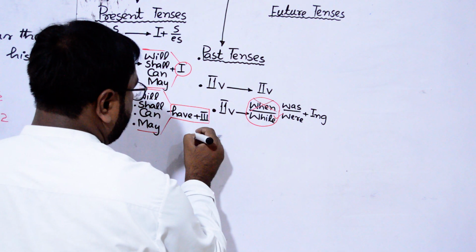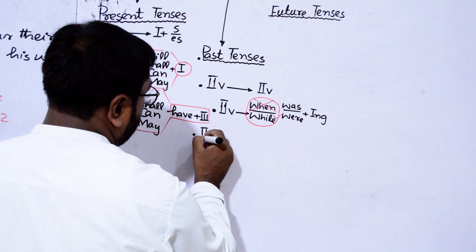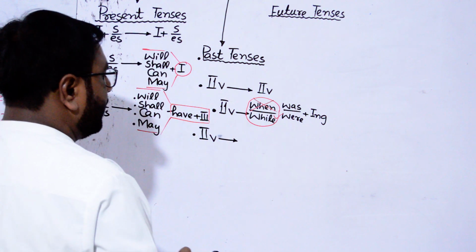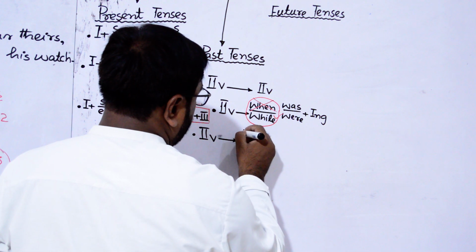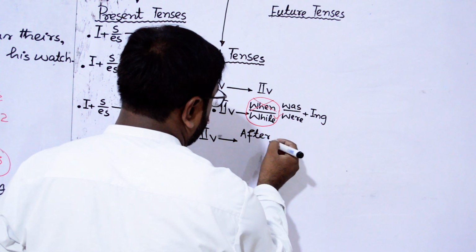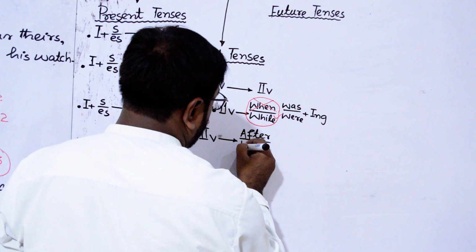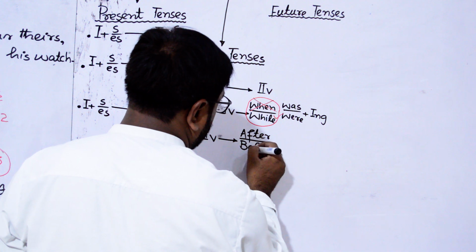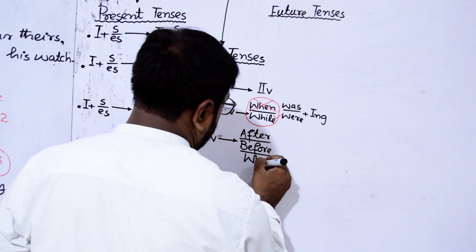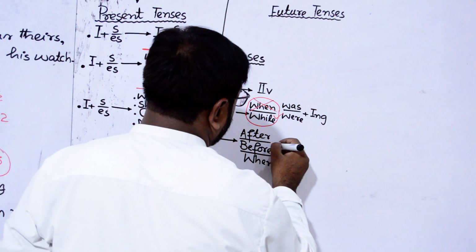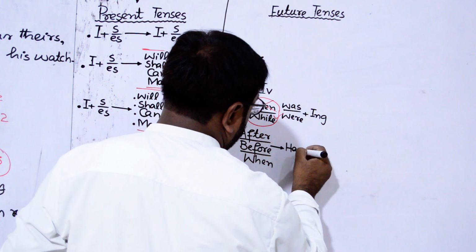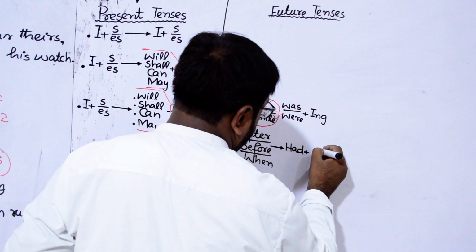The third possibility is, if we have the second verb form, it can be combined with these subordinate conjunctions like after or before or even when, and it can combine with had plus third form.